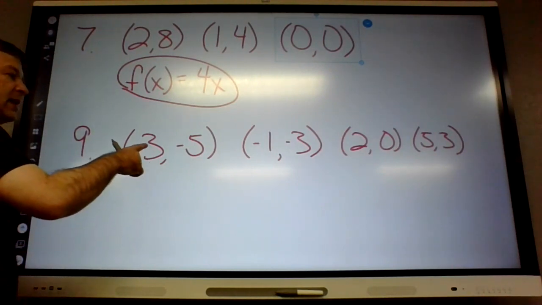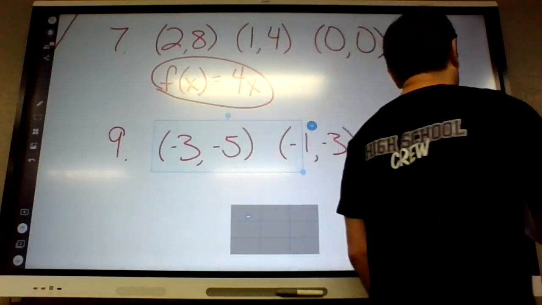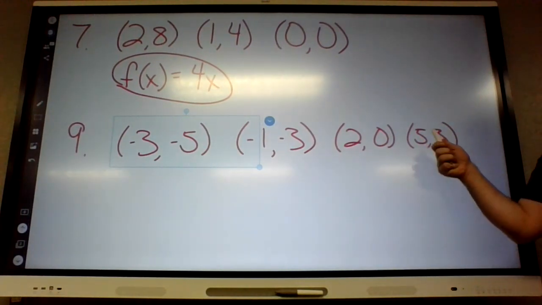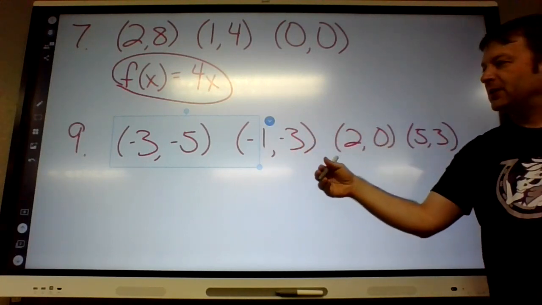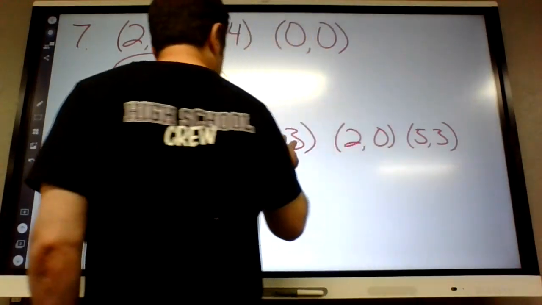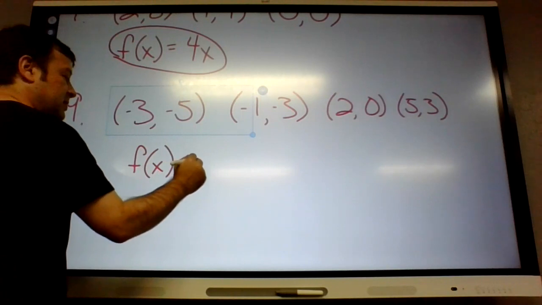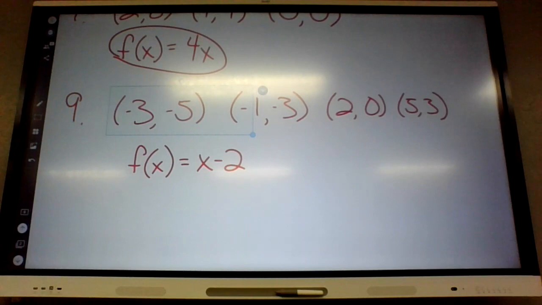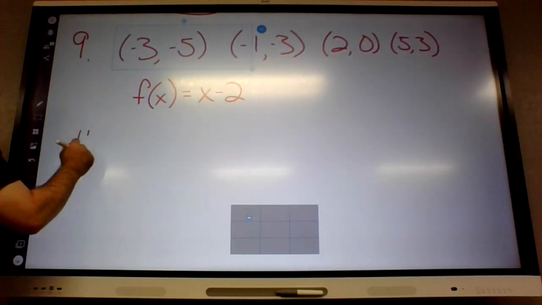Okay, so how can I get from -3 to -5? Might be easier if I go over here to the positives. How can I get from 5 to 3? -2. Does that work for this one? Does that work for this one? Yeah, -1 minus 2 is -3. So the pattern, the rule as they call it, must be they're doing the x value minus 2 to get the y value. The pattern is -2.